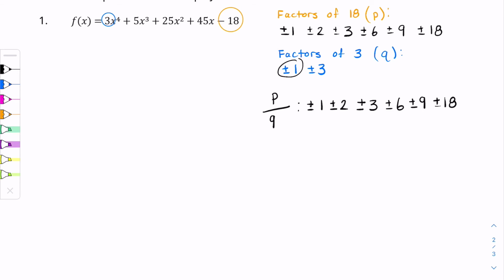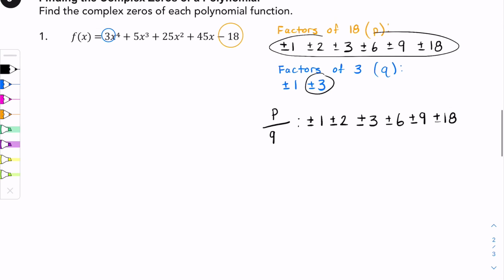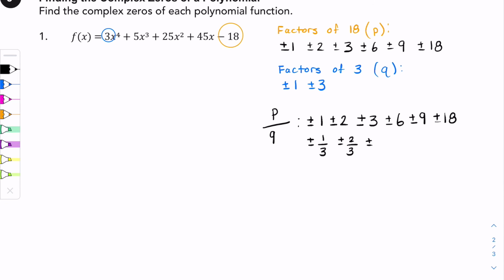Next, we would have all of these values again, but now this time we'd have 3 as the denominator. So we have plus or minus 1 over 3, plus or minus 2 over 3, plus or minus 3 over 3, plus or minus 6 over 3, plus or minus 9 over 3, and plus or minus 18 over 3.